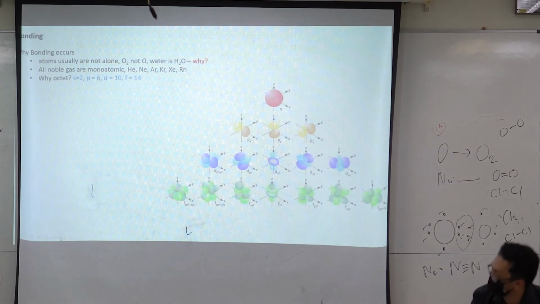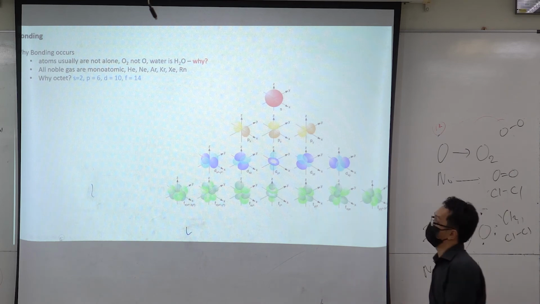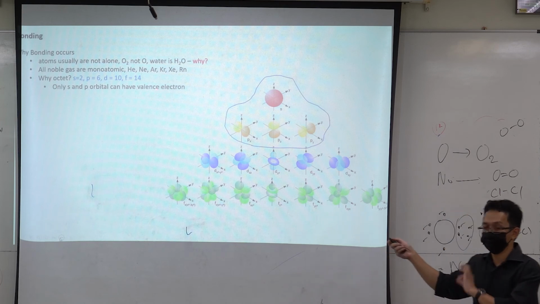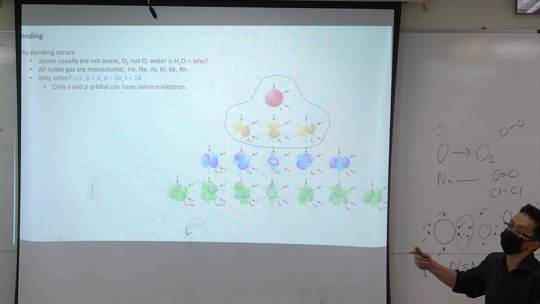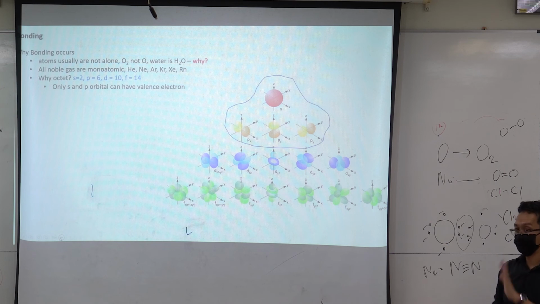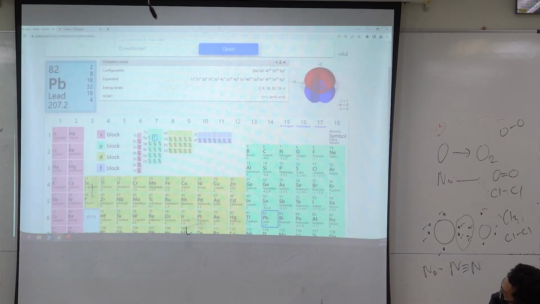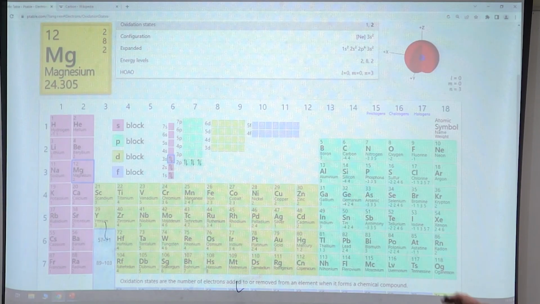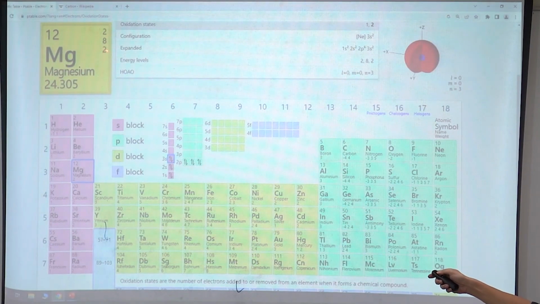Okay, the reason why people always say octet, octet, octet is that only the S and P orbitals can have valence electrons. The word valence means outermost electron. What does it mean? Look carefully here. Let's say I go to magnesium. Look here, there are 2, meaning that the outermost is 2. Let's say I go to the next element, number 13, aluminium.